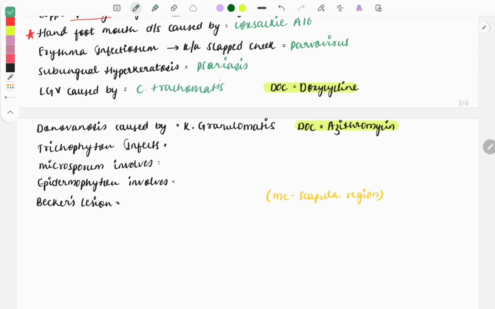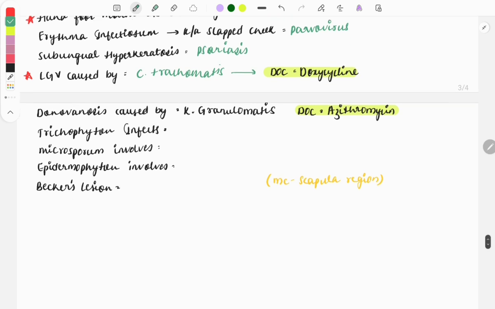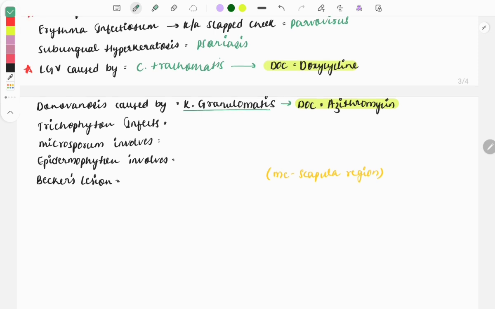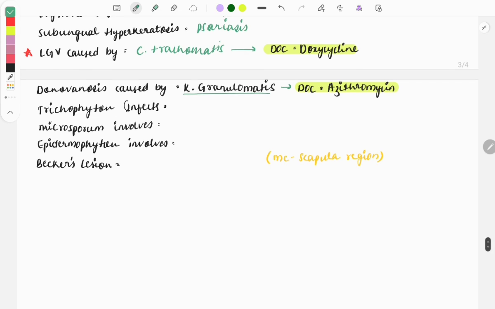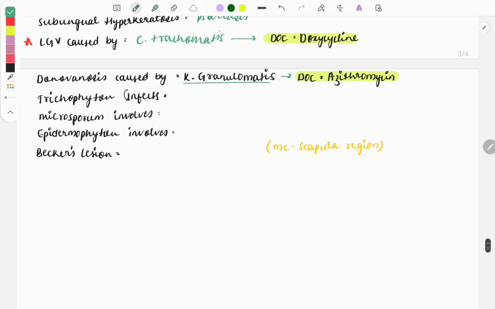Then the next question, lymphogranuloma venereum, causative organism, and it is caused by Chlamydia trachomatis. A frequently asked one-liner, and the drug of choice for treatment is doxycycline. A must topic, lymphogranuloma also. Then donovanosis is caused by Klebsiella granulomatis, and the treatment is azithromycin.